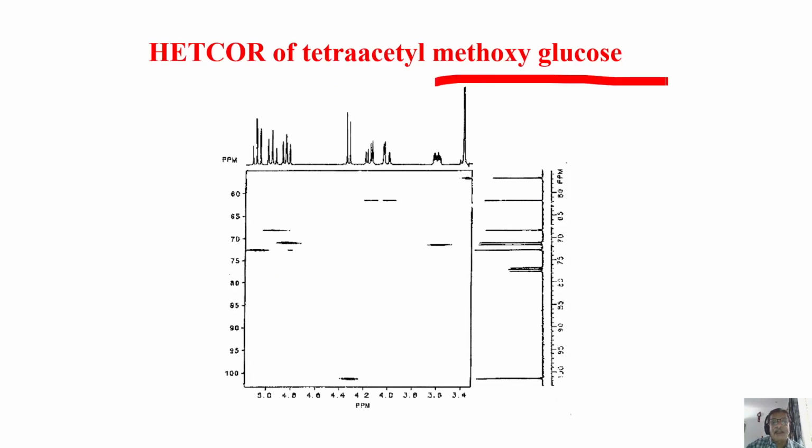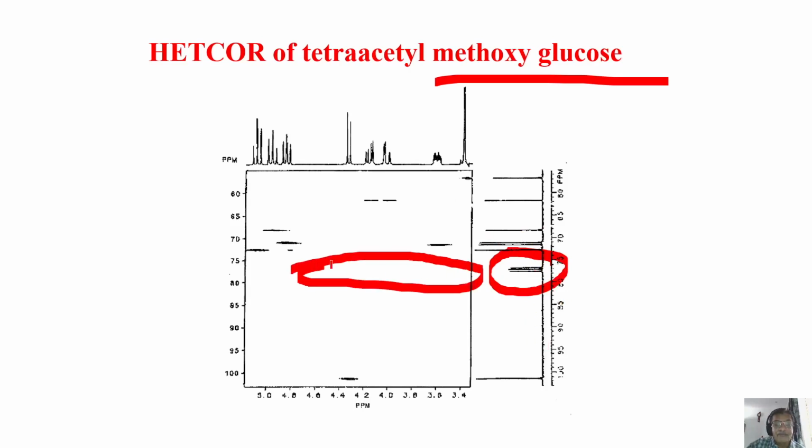Take the example of tetraacetyl glucose. There are 1, 2, 3, 4, 5, 6, only 6. This is CDCl3, you can forget it. You cannot get a cross peak because it is a deuterated carbon, not protonated. So there is no peak for CDCl3. And you can count 1, 2, 3, 4, 5, 6, 7 carbons are there. For each carbon, you go along this axis and this axis, and you can get the proton and carbon chemical shifts very easily.